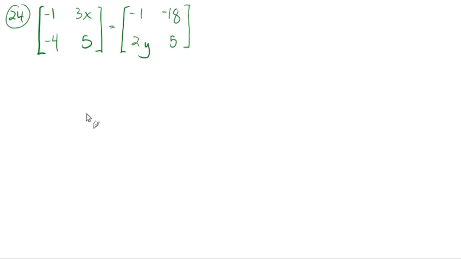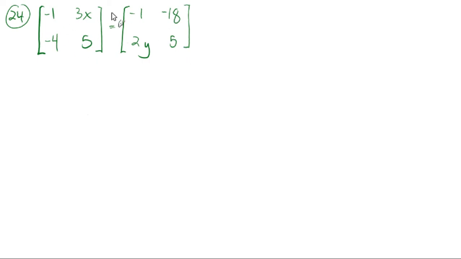Let's do 24. Number 24 helps us to further understand the equality of matrices. If two matrices are going to be equal to each other, then every position needs to be exactly the same, meaning they have to be the same dimension and everything has to match up. So negative 1 and negative 1, they're the same. 5 and 5, they're the same.